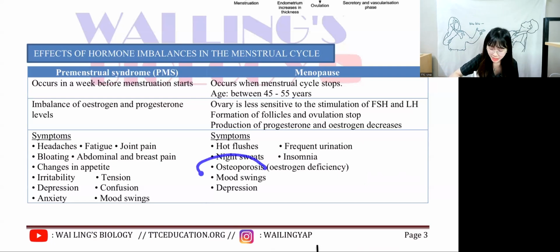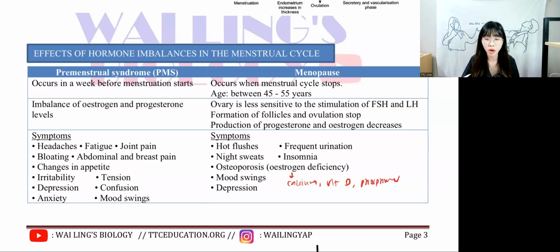Okay, and then they have a high chance of getting osteoporosis. Why do women have a higher chance of getting osteoporosis than men? Because men have no estrogen deficiency. Their level is always the same. But when women reach menopause, the estrogen level will decrease. Estrogen's function is to help absorb calcium, vitamin D, and phosphorus. So when you lack these three, your body cannot absorb these nutrients. Your bones cannot be strengthened. Your bone mass actually decreases. So that's why women who undergo menopause have a higher chance of getting osteoporosis.